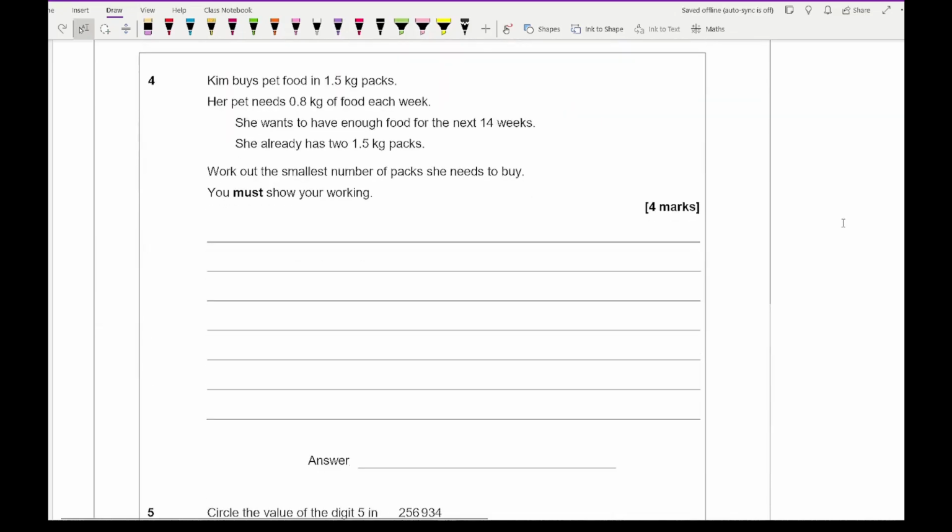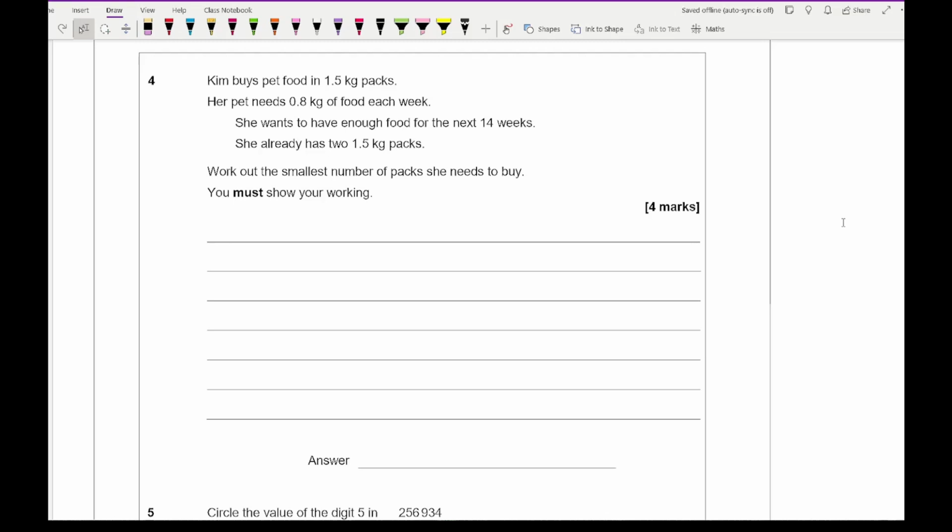Moving on to question 4, it says Kim buys pet food in 1.5 kilogram packs. Her pet food needs 0.8 kilograms of food each week. She wants to have enough food for the next 14 weeks. She already has two 1.5 kilogram packs. Work out the smallest number of packs she needs to buy, and you must show your working out.